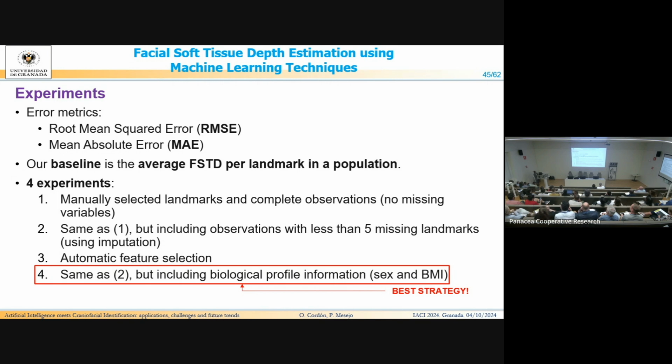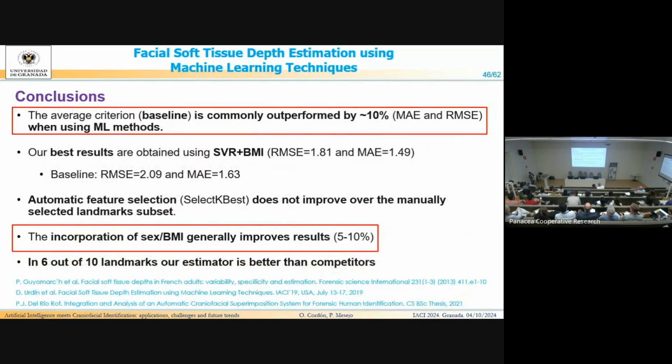I have to say that this failed quite miserably. And the last one is the same as the second, but including biological profile estimation. And just to give you the take-home message, this was the best strategy, right? So you have to use, at least in our experiments, manually selected landmarks, complete observations, then you can use imputation when you don't have many missing points. And then if you can, you should include biological profile information.